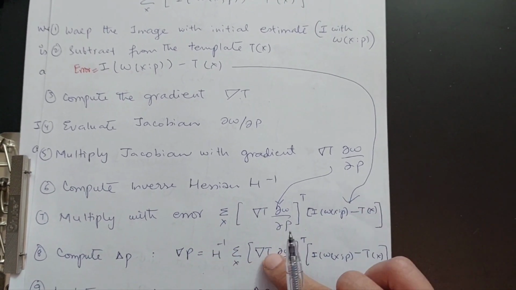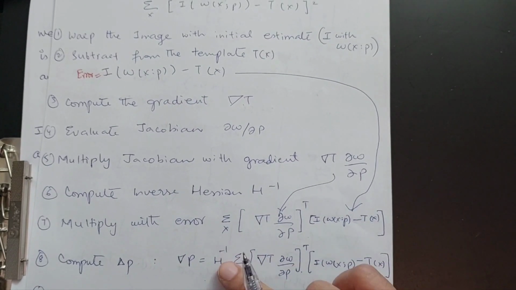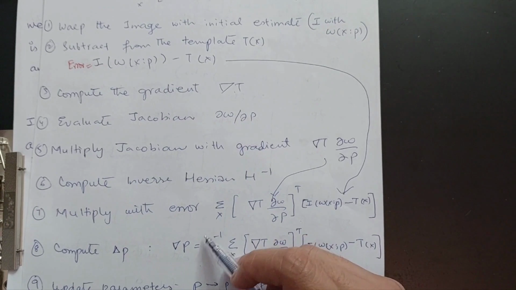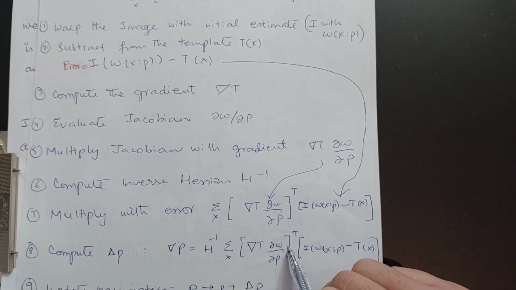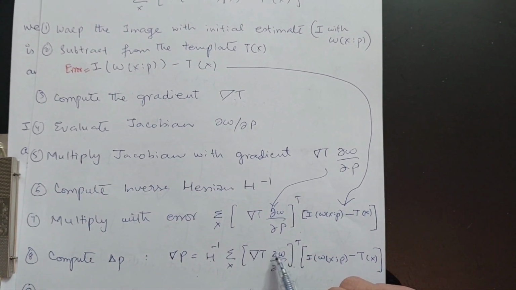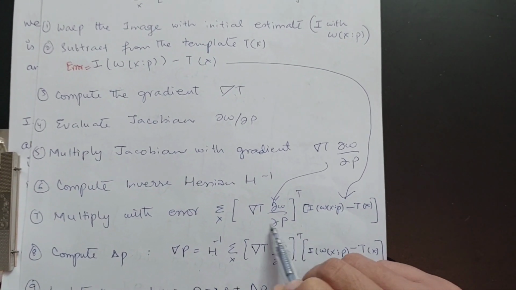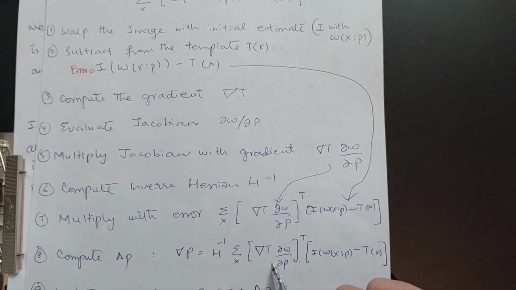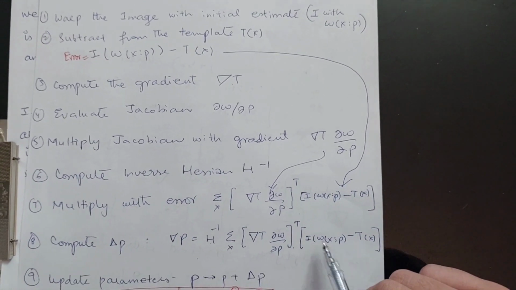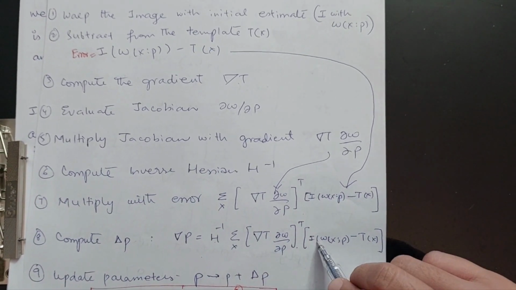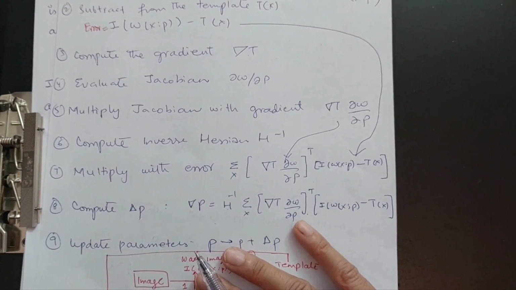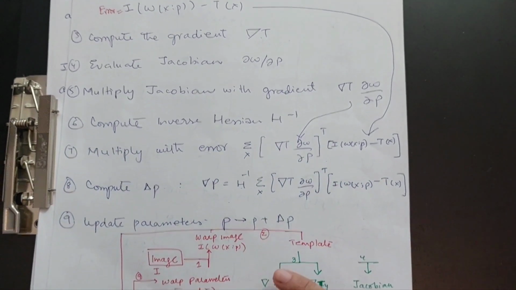So there are three terms: 1, 2 and 3. You have calculated this H inverse separately. You have calculated this gradient separately, this Jacobian separately. Then you multiplied these two matrices and you took a transpose of this matrix. So when these three terms multiply together, you get your delta p. On the basis of this delta p, you actually update your parameters.